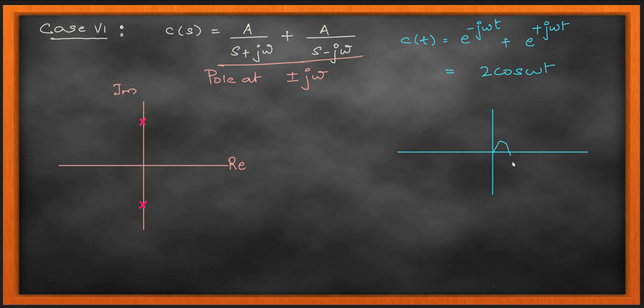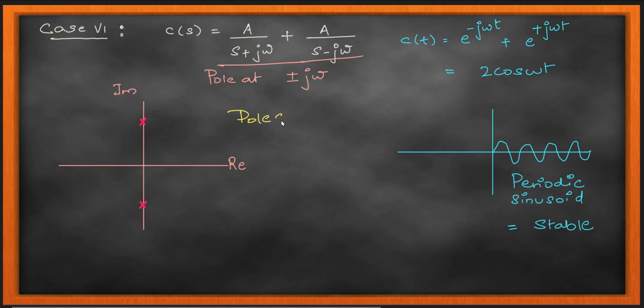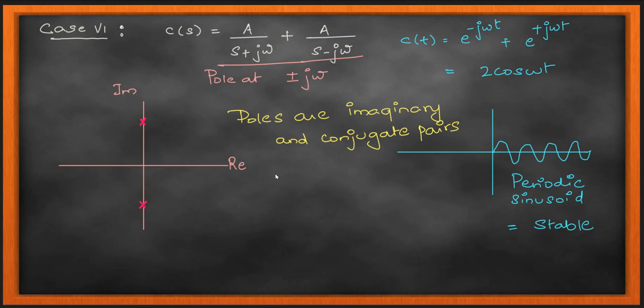Now what I am having here for my poles is at plus or minus j omega. So I take the c(t), I get 2 cos omega t, which is a sinusoidal periodic, and that is a stable system. I know that my sinusoids are producing stable systems, and then you can see the poles here. They are imaginary and they are conjugate. The real part is 0, so they are lying on the imaginary axis. So they also contribute to a stable system.